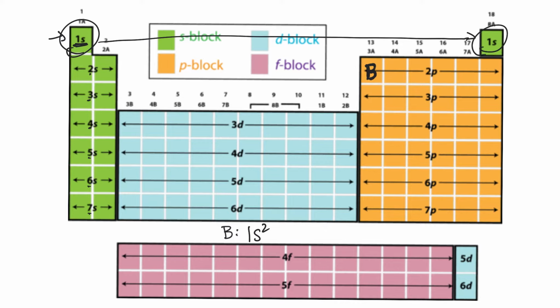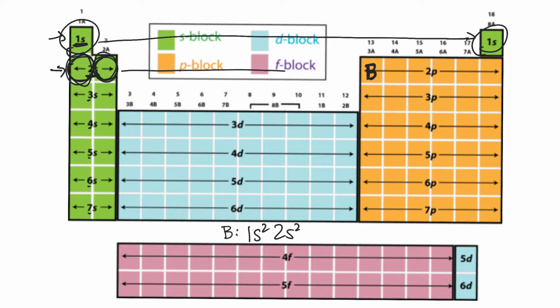All right, we're done with the first row. Now let's move on to the second row. When we move to the second row, what we first come across is our 2s. All right, 2s. How many 2s do I have? Well, I have 1, 2. So I have two 2s.